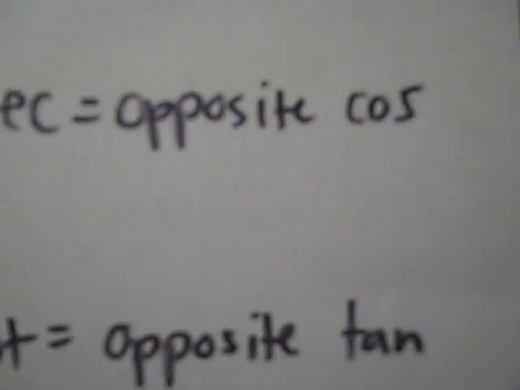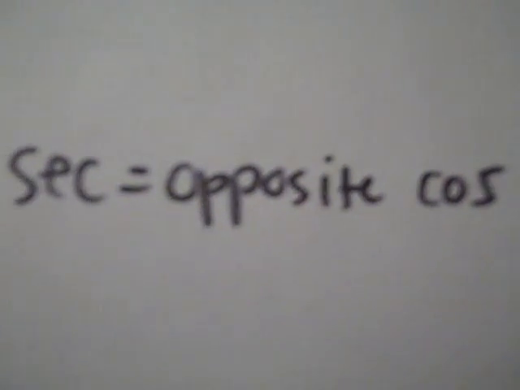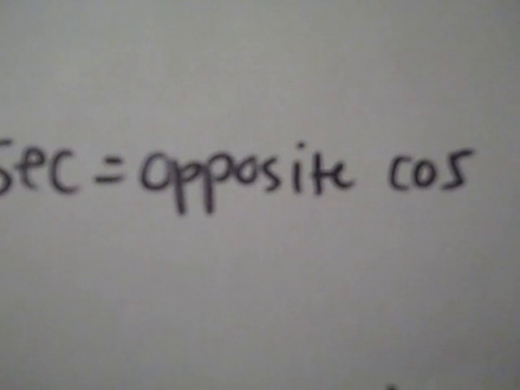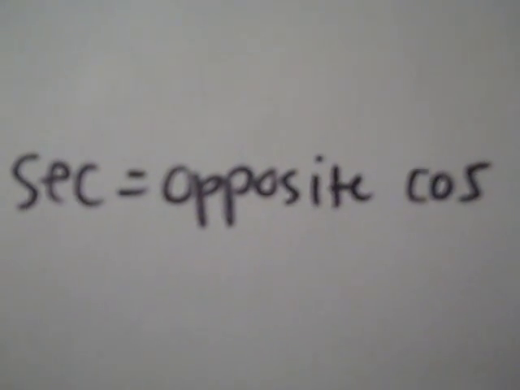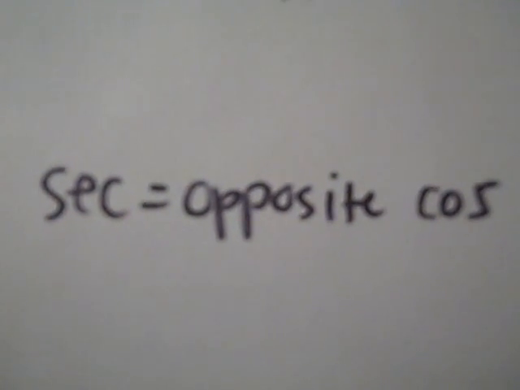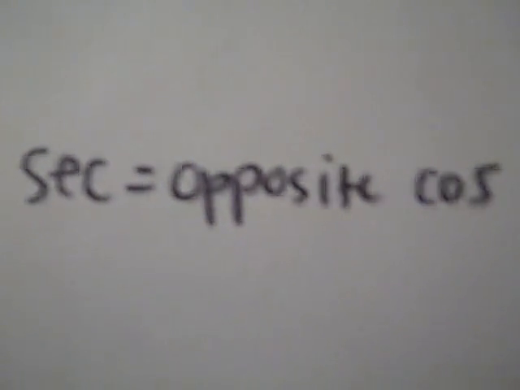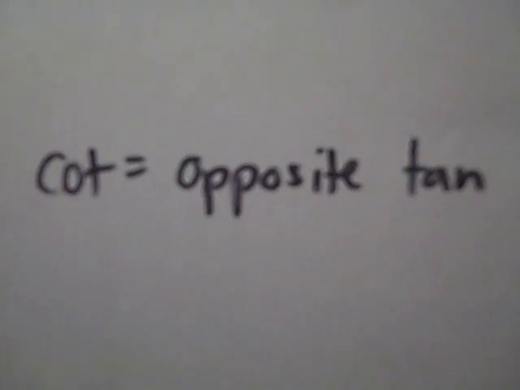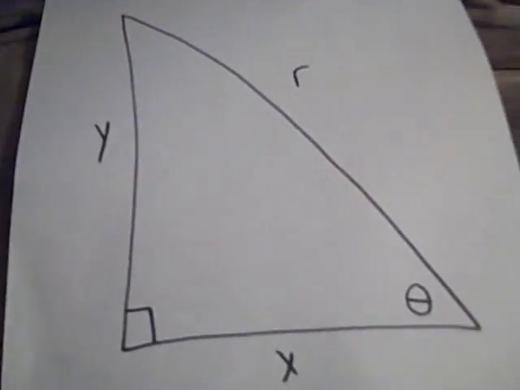Now same thing for secant. Secant's opposite of cosine. So if the cosine was 3 over 2, the secant, which is the reciprocal, would be 2 over 3. And the cotangent is the opposite of the tangent. Those are all easy because they're just the opposite of sine, cosine, and tangent. So that's it for basic trigonometry for today.